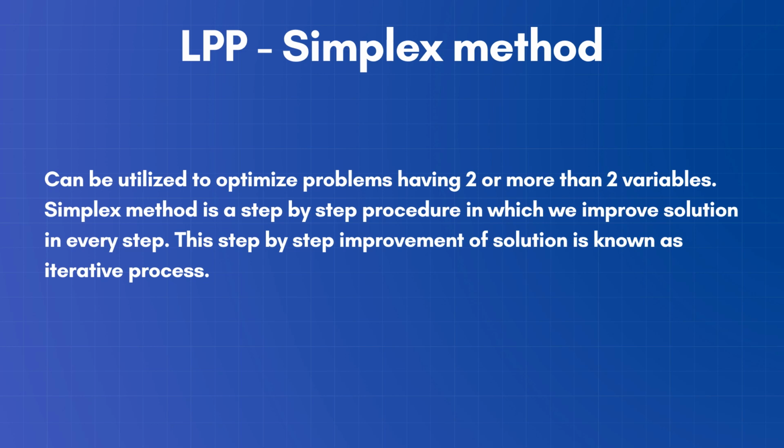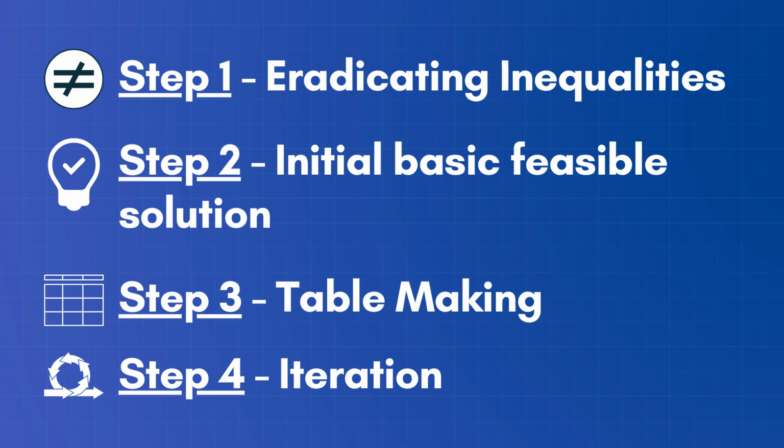It follows the same initial procedure as in the case of graphical method of finding out the objective function and writing constraints. But instead of making graphs, we make tables. The steps involved in simplex method are eradicating inequalities, finding the basic feasible solution, making tables, and iteration. We are going to understand the first two steps in this lecture and the last two with the help of a numerical in the next lecture.